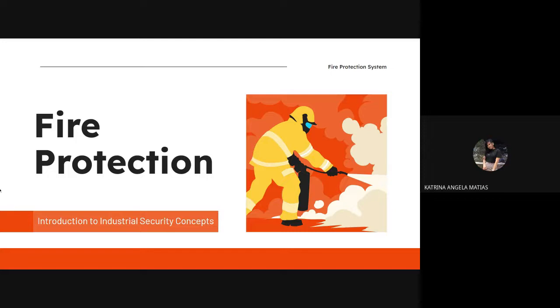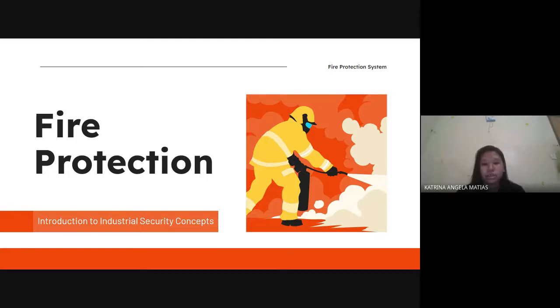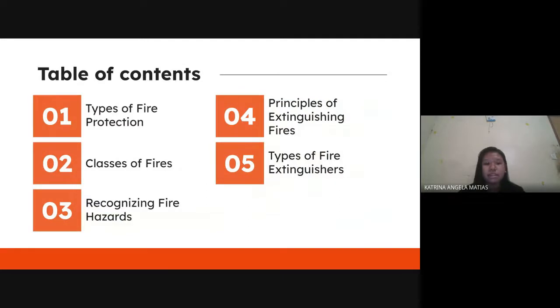Good afternoon. I am Katrina Angela Matias, together with my groupmates Christian Ivan Batangan, Micaela Luis David, Princess Leilani Kim, Chin Ann Marita Baba, and Ivan Ventus, and we are going to present the different types of fire protection that is related to the fire protection system of industrial security concepts. To be specific, we are going to tackle these topics.